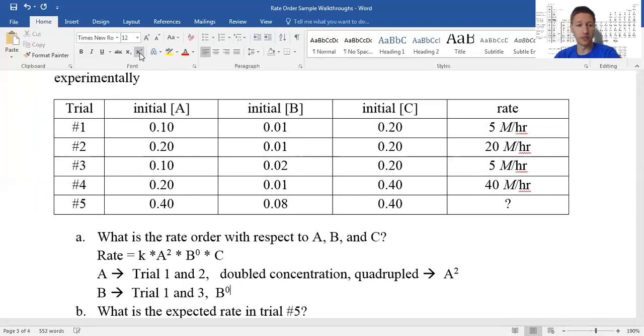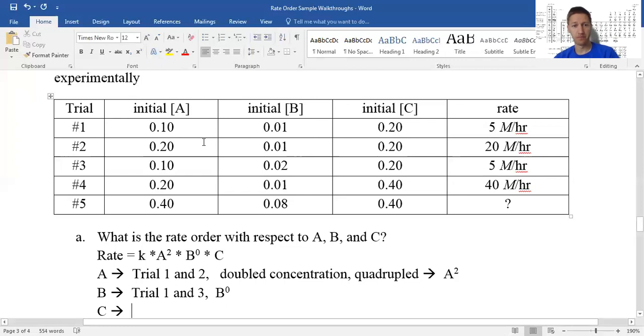How does C affect the rate? What 2 trials could help us find out how C affects the rate? So we want to change C. So we see that C for trial 4 is 0.4. We need to find a trial that it compares to. So we can't use trial 1 this time because trial 1 to trial 4, we also doubled A. So we can't use that one. We're going to use trial 2 and 4. Why? A stays 0.2, B stays 0.01, C doubles.